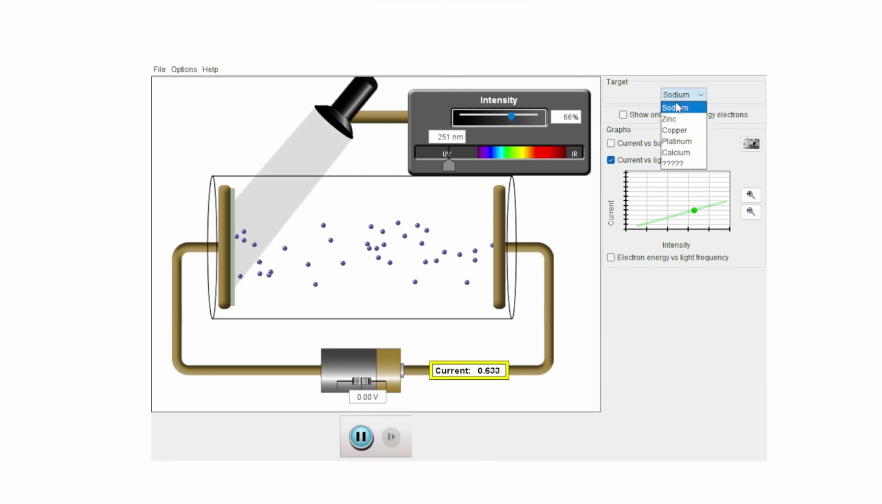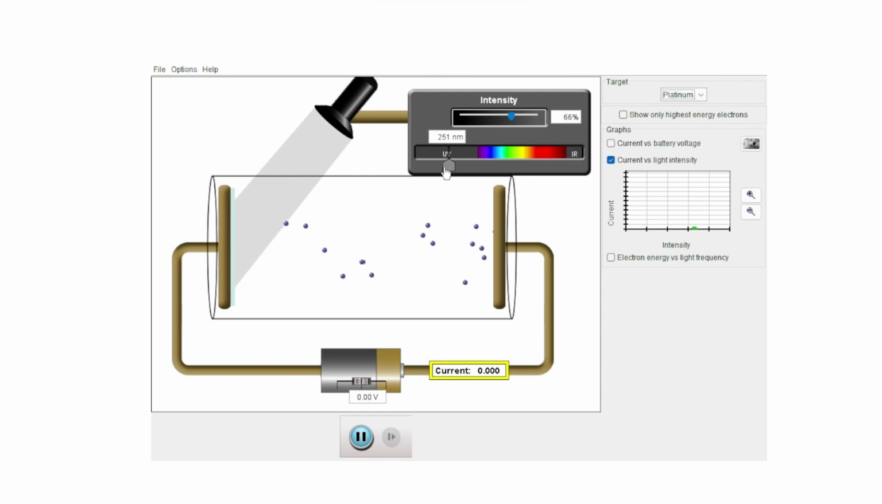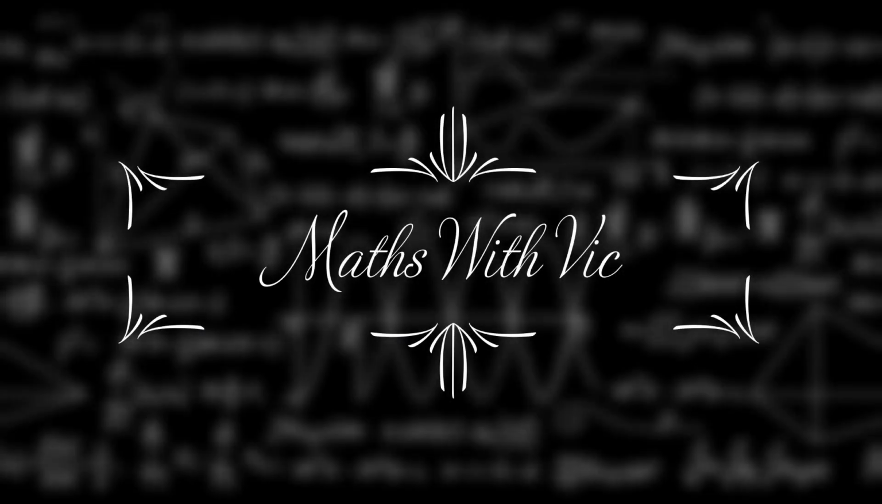And here's what the effect of different work functions will do. So if we change the metal, actually no electrons are coming out right now because we haven't met the work function yet. If we increase our frequency, we can start getting electrons. So that's essentially the photoelectric effect in a nutshell.